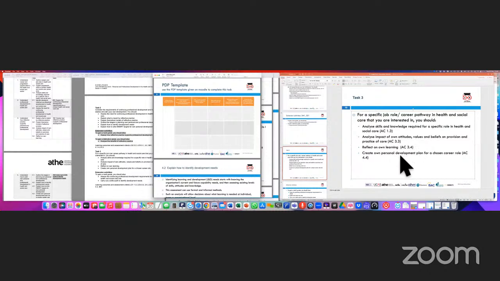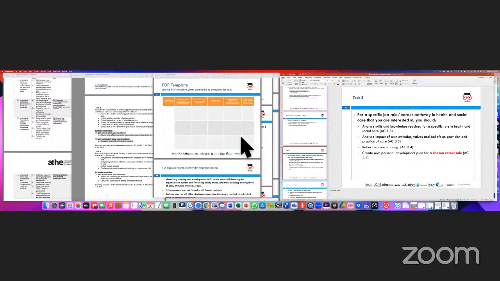So here, a PDP or a personal development plan has to be done. The important part is that it is for a chosen career role. So keep that in mind. It is for a chosen career role. That means you have to have a particular career in mind. If it's a healthcare worker, an occupational therapist, a healthcare professional, a nurse, a doctor, a GP, a radiologist, whatever you think of, you have to keep that in mind and develop the plan accordingly. It cannot be a generic plan, because a generic plan will not meet the criteria for this particular task.